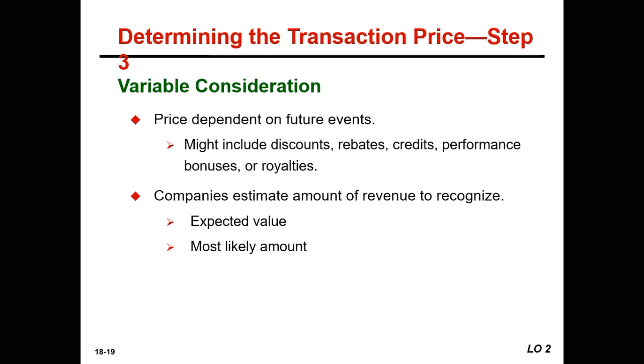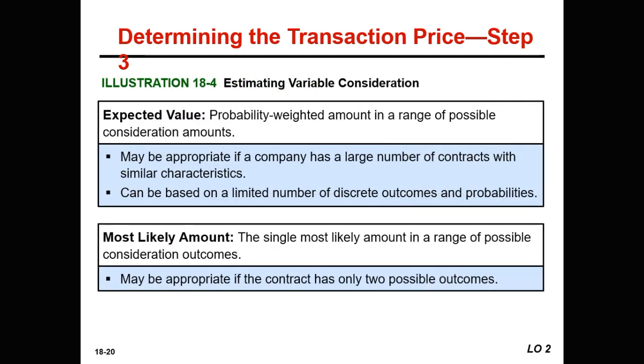So before we go much farther, when we're looking at transaction price, let's look at estimating some variable consideration, because this isn't unusual. It's very normal. So we have the probability weighted amount in a range of possible considerations, and then the most likely amount.